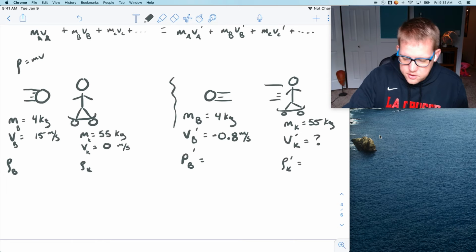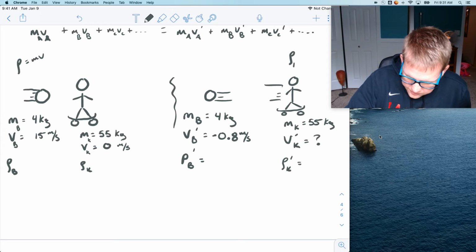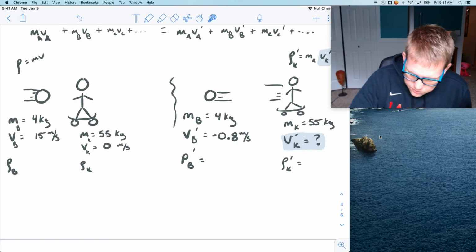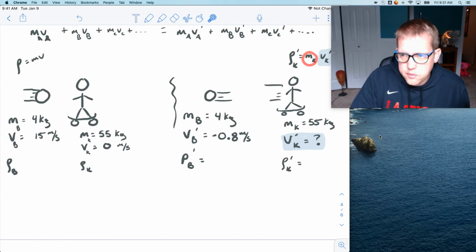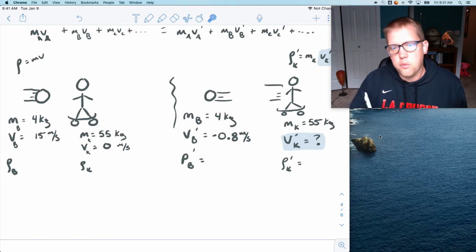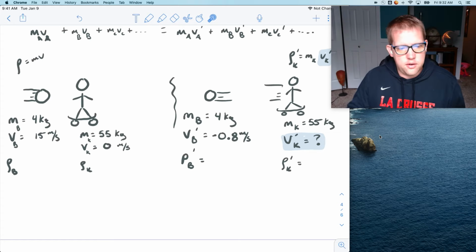Now, just run with me on this. The momentum of the kid afterwards would be equal to the mass of the kid times the velocity of the kid, right? This question is really starting with this idea right here: how fast is the kid moving after the collision? So this is what we're trying to find. We know the mass of the kid, so if we knew the momentum of the kid after, we would be able to figure out the velocity of the kid. So let's go through and calculate all their momentums.